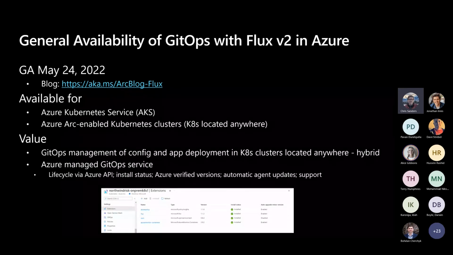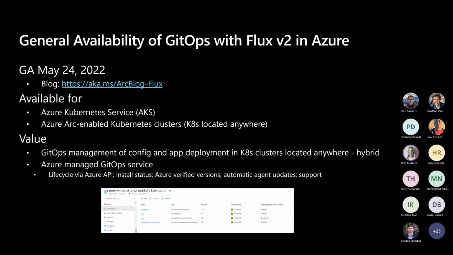So that's sort of a little bit of the history. The value that customers get by having GitOps as a managed service goes along with the same value with all of the extensions. And in AKS, there's the add-on capability as well, although the extension capability is also showing up now with Dapr and machine learning. The advantage there is that you get basically the life cycle of the agentry associated with that service through the Azure API. You get install status of the agentry, the health status of the agentry. You get Azure verified versions if you're using open source tools like we are with the open source Flux operator. You get automatic agent updates, and you get, of course, Microsoft support.